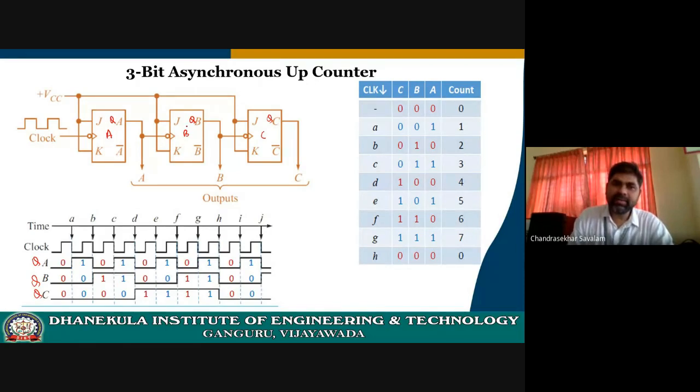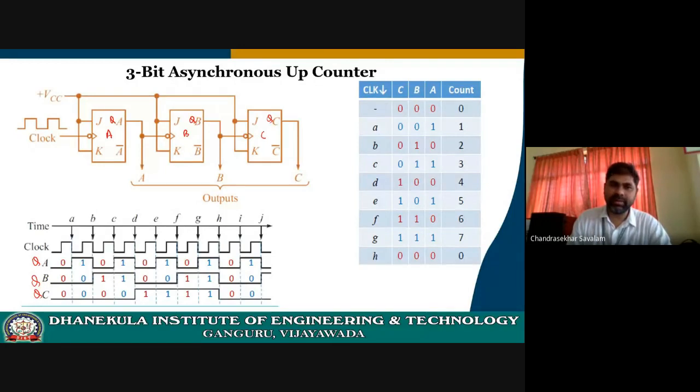Whereas for the next flip-flop, B, the clock is the output of the previous flip-flop. See, this is the output, and this is the clock for the next input. Similarly, for the last MSB flip-flop, the clock is the output of the previous flip-flop, B. There is a latency. In asynchronous counters, every time you change the state, the cumulative delay leads to glitches. That is one drawback.